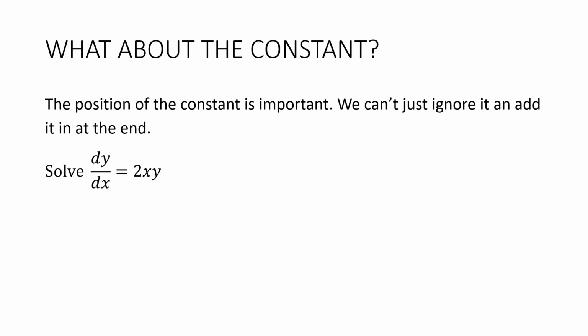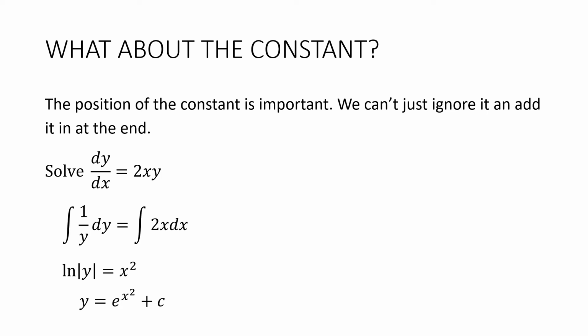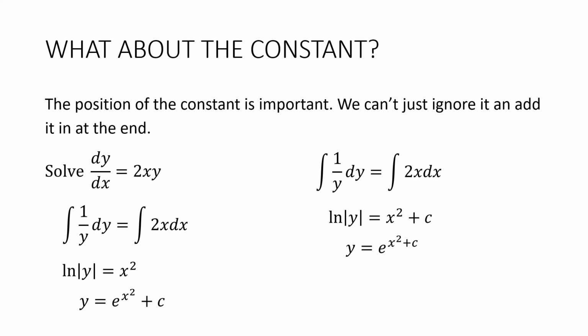I'm going to return to this question, dy/dx equals 2xy. Let's separate the variables, integrate, make y the subject, and then add the constant in at the end. Well, is that correct? Let's have a look at our solution from before. Integrating both sides, ln y is equal to x squared plus c, make y the subject. Is this the same as this?